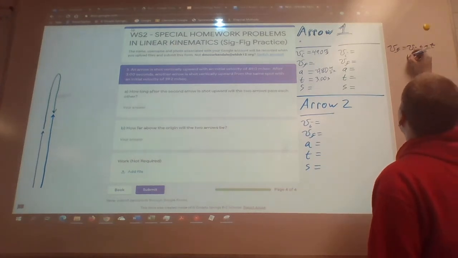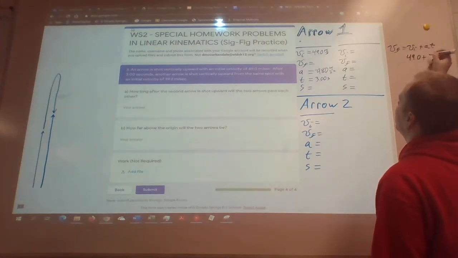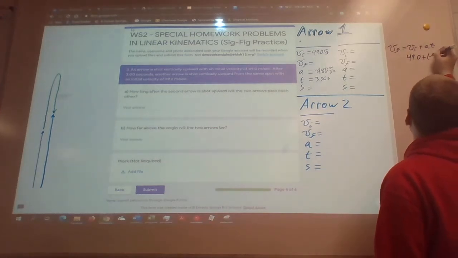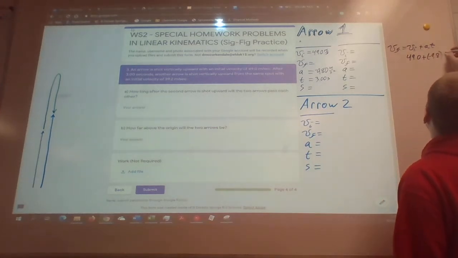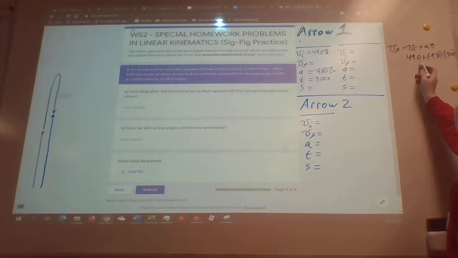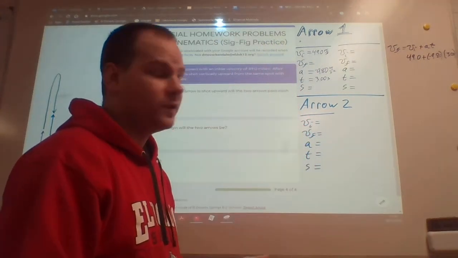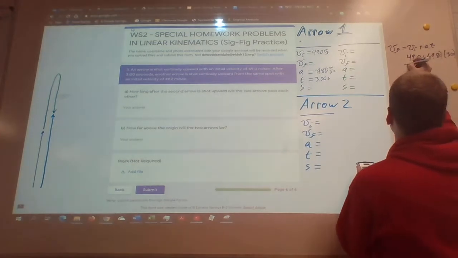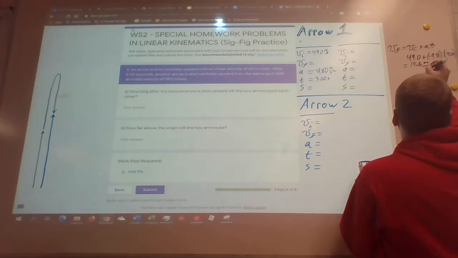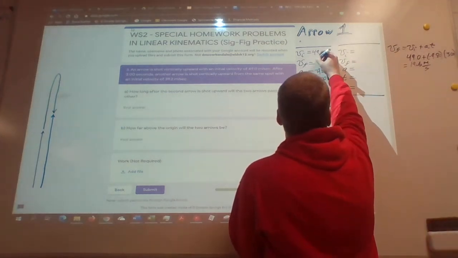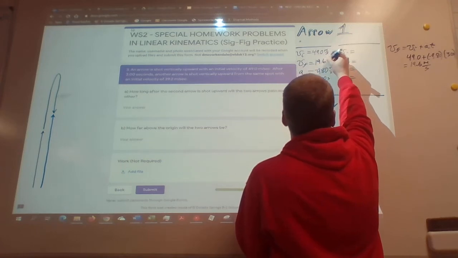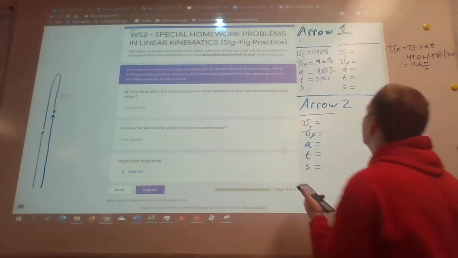The initial velocity is 49.0 plus an acceleration of negative 9.8 times the time of 3.00 seconds. And I'm cheating because I'm running out of space. So we need to multiply these two and add. So I'm going to do that real quick. And that comes out quite conveniently to exactly 19.6 meters per second. So our final velocity is going to be 19.6 meters per second.